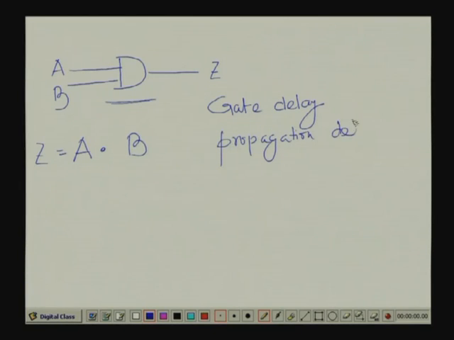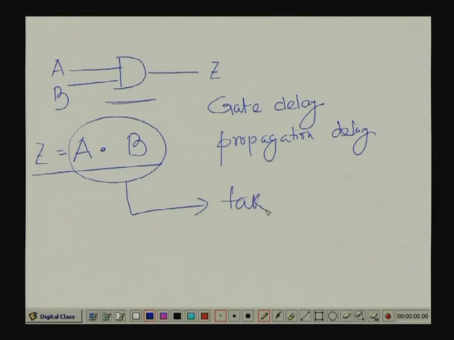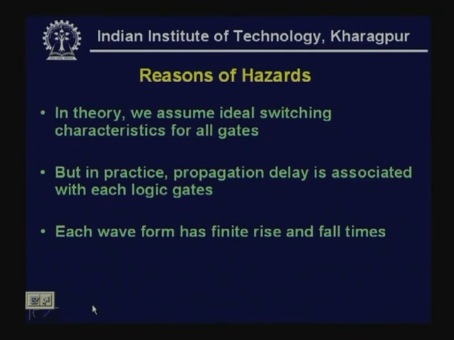Now, similarly, if we consider this operation just to execute this A dot B, it will also take some time, and that is also the delay of this. It takes some time, that is called the delay. So, we are calling that each logic gate is associated with some delay.